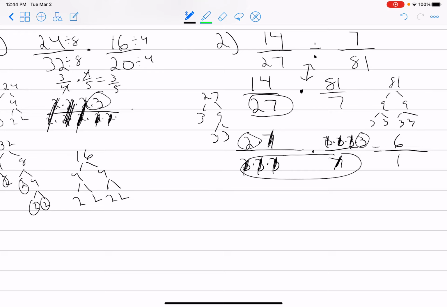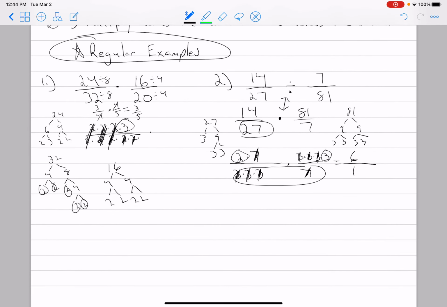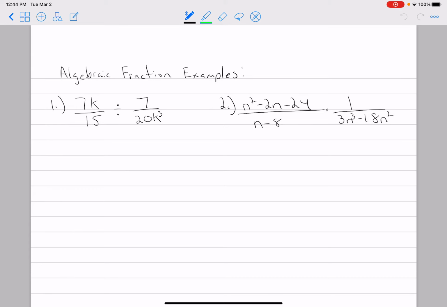Finished. We're going to take these same ideas and apply them to algebraic fractions. We're only going to do 2 of them. So let's do this first one: 7k over 15 divided by 7 over 20k to the third power. First step, never divide. So I'm going to rewrite this: 7k over 15 times, division changes, 20k cubed over 7.